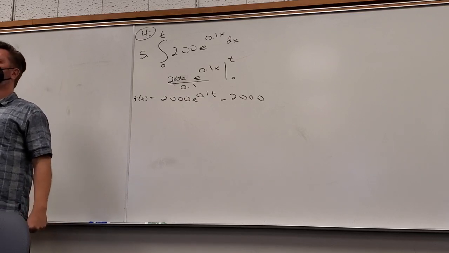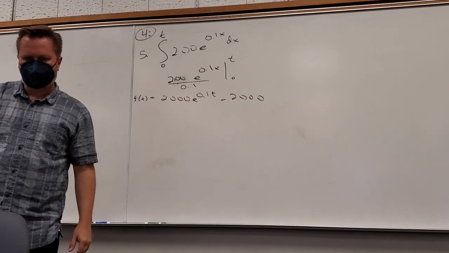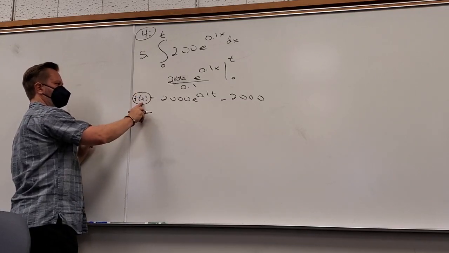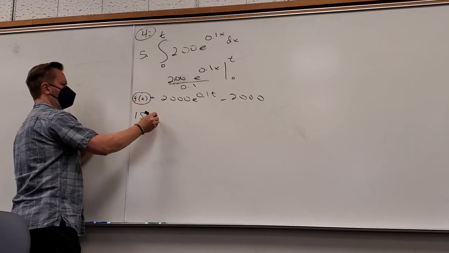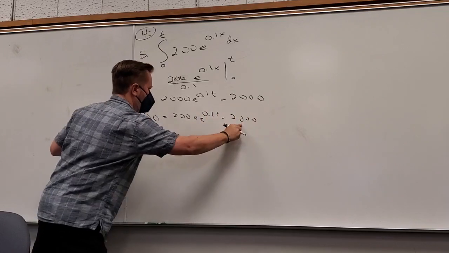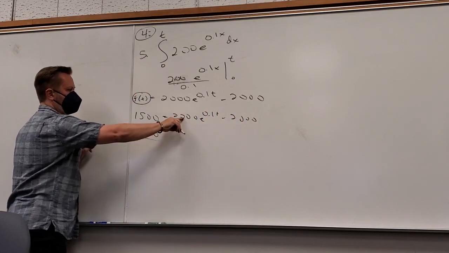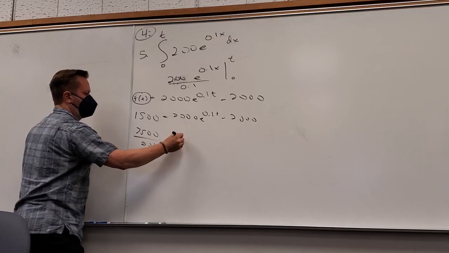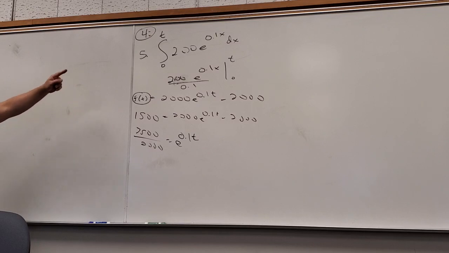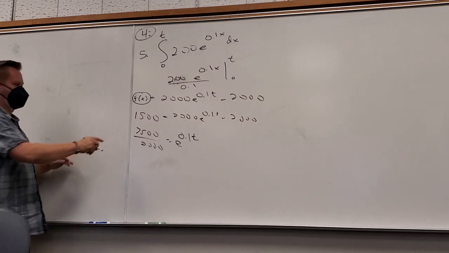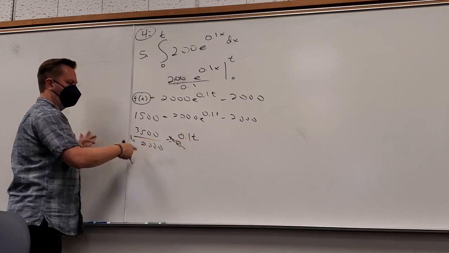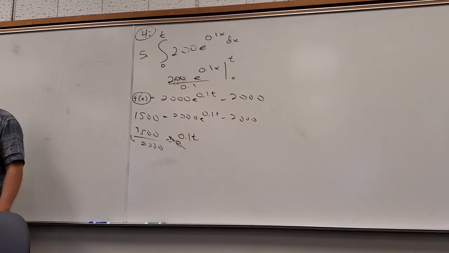I have one question, but can you actually do it? What is this representing? My savings. So I put 1,500 there. I don't want to write all of this out. So I'm going to add 2,000, divide by 2,000, and then how do I solve for t? Add 2,000, divide by 2,000, right? Take a natural log, and then I'm going to divide by 0.1.